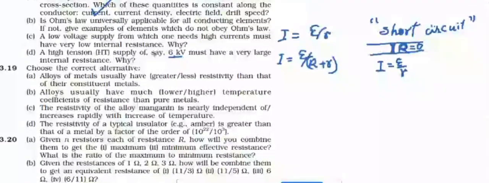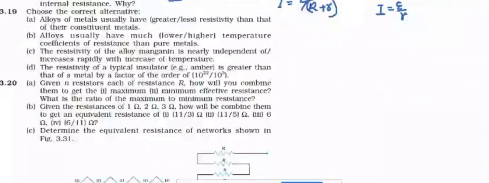Then next, question 19. Choose the correct alternative. Alloys of metals usually have a greater resistivity compared to constituent metals. Then next, alloys usually have a lower temperature coefficient. Alpha value is small for alloys, that also we have seen. Next, the resistivity of an alloy is nearly independent of temperature. Then the resistivity of a typical insulator will be very high, in the order of 10 power 22.